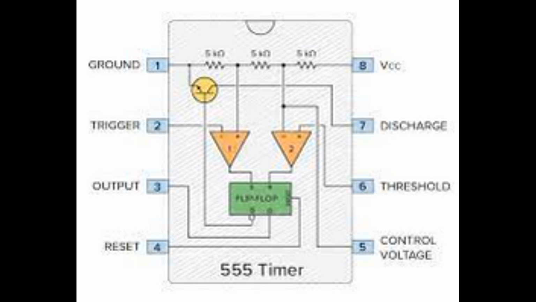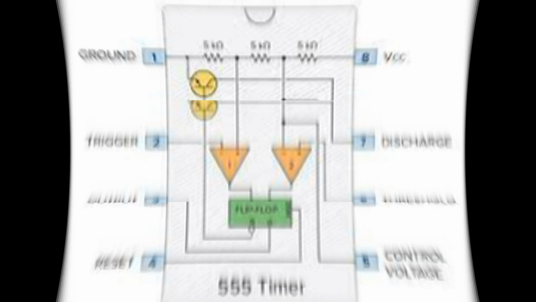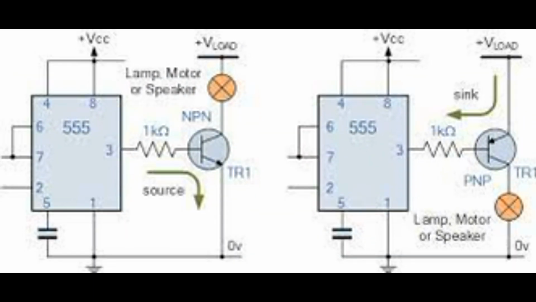Threshold, which determines how long the timer should output voltage in each on-off cycle, in other words, how long the timing interval should be. Discharge, connected to a capacitor, which also influences the timing interval. V+, which is the voltage input.